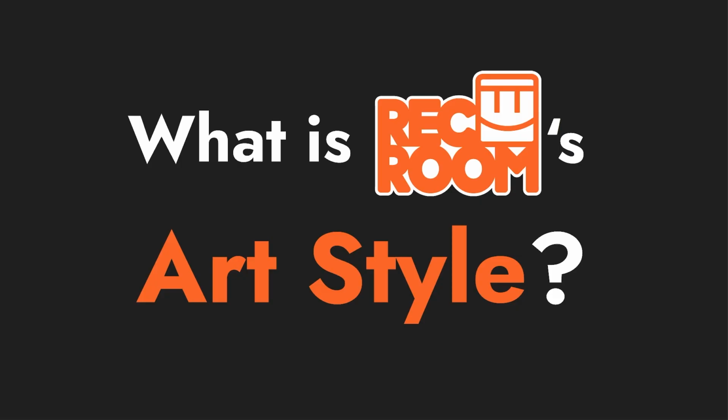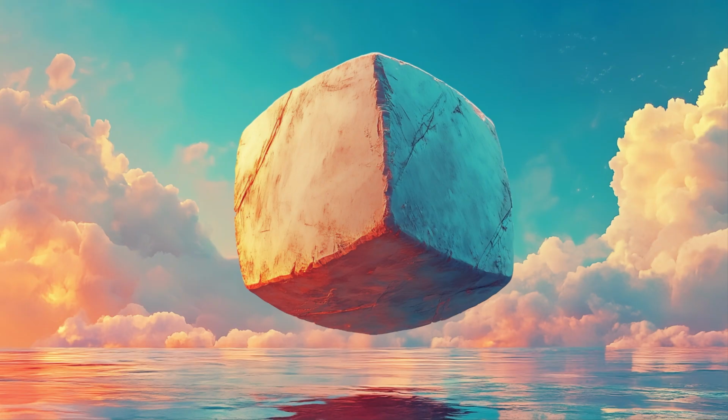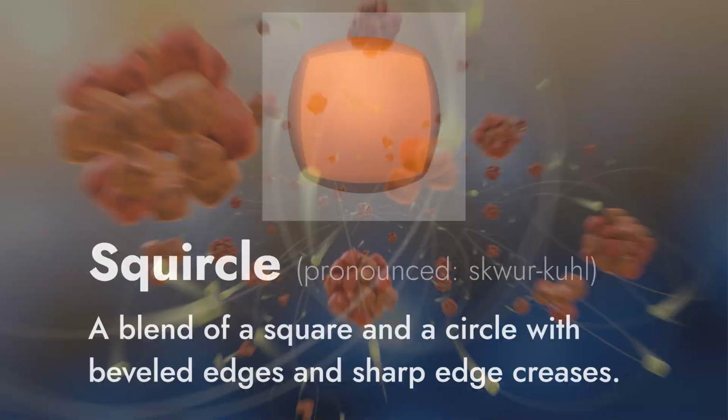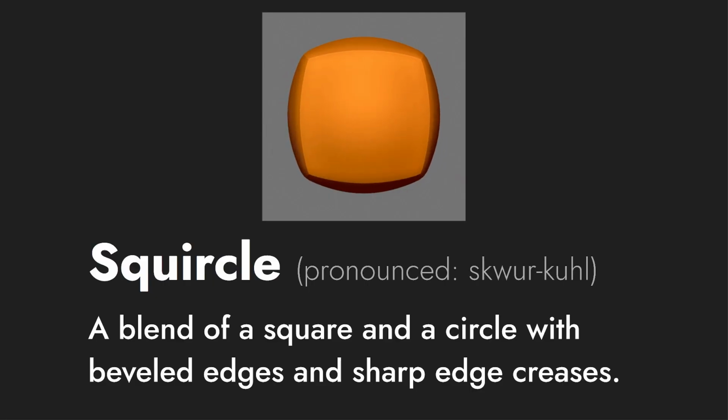But what is the Recroom art style? All of the shapes of everything that exists in Recroom are based off of the almighty squircle. It's the basic atomic unit of everything that's in the game. So I want to take a minute and just talk about the squircle. What is it? It's basically a blend between a square, a circle, or a cube and a sphere, and it has sharp edges. So essentially, if there would be something in our game that would be spherical, we make it a little bit more boxy.